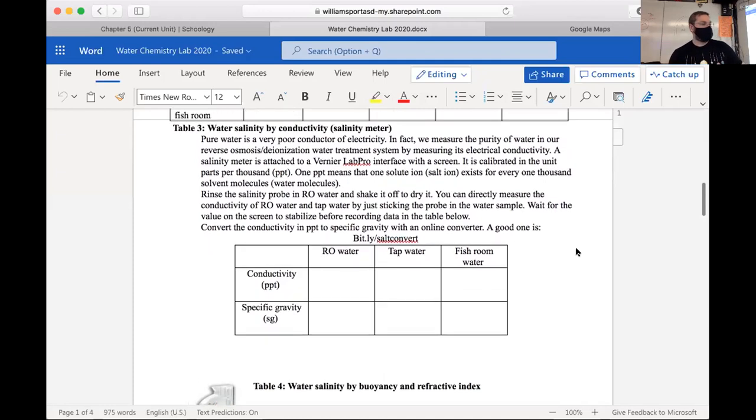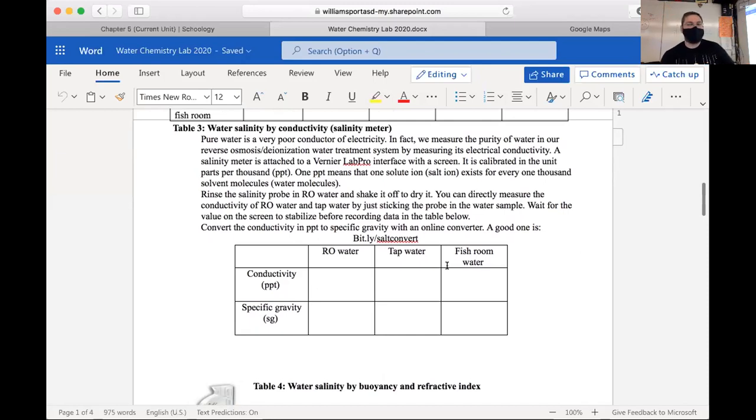One way is with a salinity meter. So just like you use the pH probes, we have these salinity meters. And really all it is, is a conductivity probe. There's 2 pieces of metal. And when water has a lot of salt in it, it conducts electricity better than when there's not much salt in it. So all you simply have to do is take the probe, stick it in the salt water, and it'll tell you the conductivity.